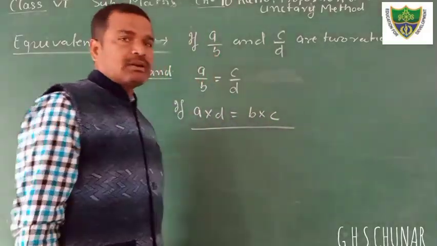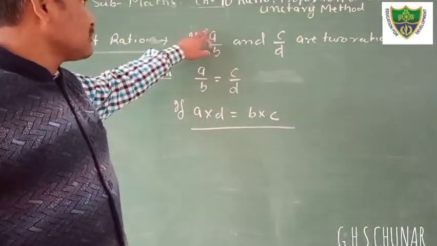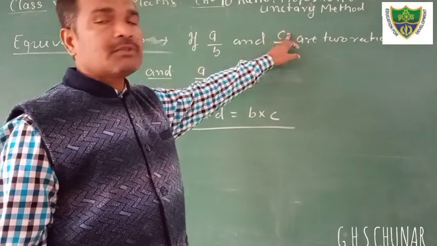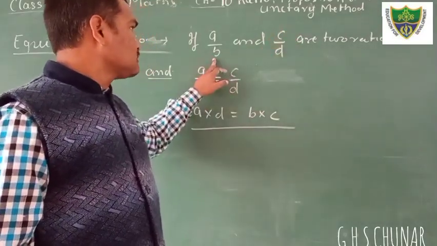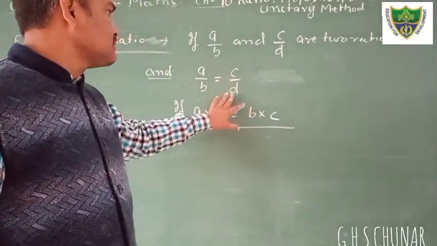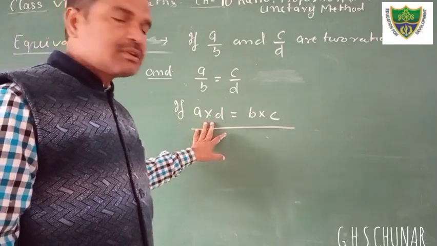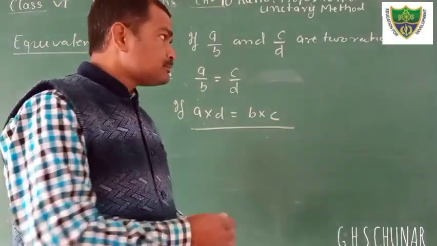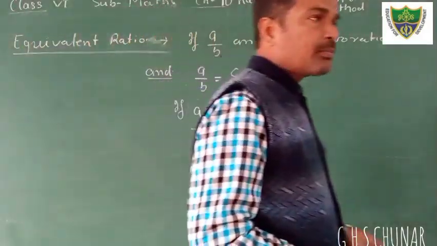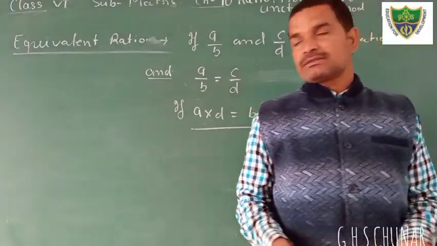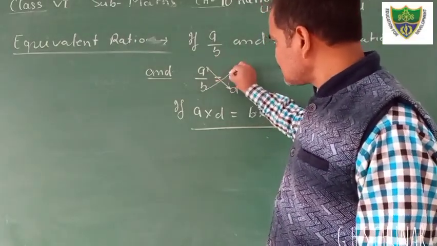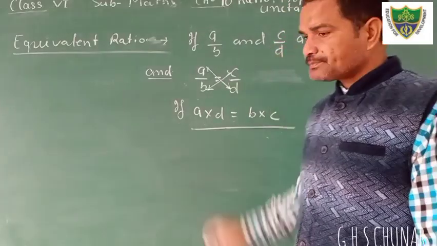Two ratios are equivalent when the product of the first term of the first ratio and the second term of the second ratio is equal to the product of the first term of the second ratio and the second term of the first ratio. When AD is equal to BC, A by B is equal to C by D. Okay, two ratios are equivalent when the product of their first and second terms, that is this, is equal to this.